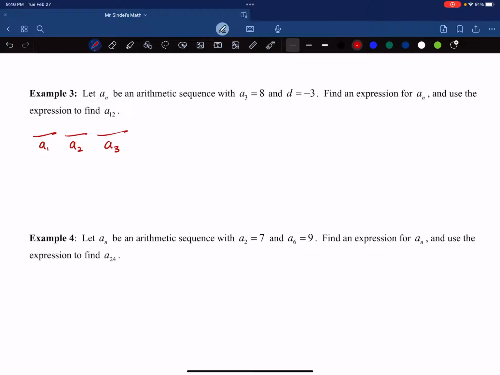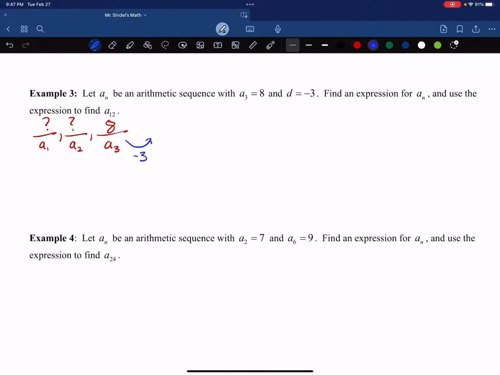We don't know the first term. We don't know the second term. But we know the third term is 8. We'll put question marks for them here. So the sequence is blank, blank, 8. And we happen to know that to move to each next spot, the common difference, d here, is we go down 3. So that's all we have so far. And we need to find an expression for a sub n, and once we have that, use it to find a sub 12, the 12th term.